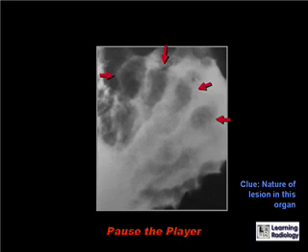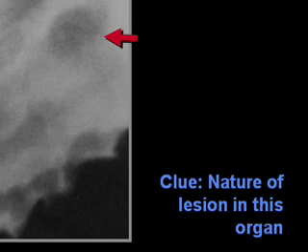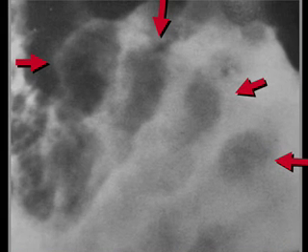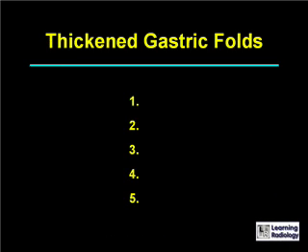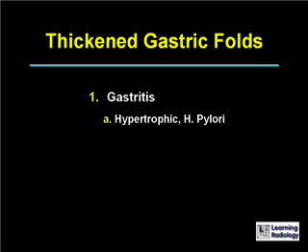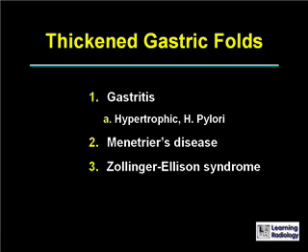Next differential diagnosis. The differential diagnosis is for thickened gastric folds. There are 5 main causes. The 5 main causes for thickened gastric folds are gastritis, hypertrophic or H. pylori, Menetrier's disease, Zollinger-Ellison syndrome, varices, and lymphoma.